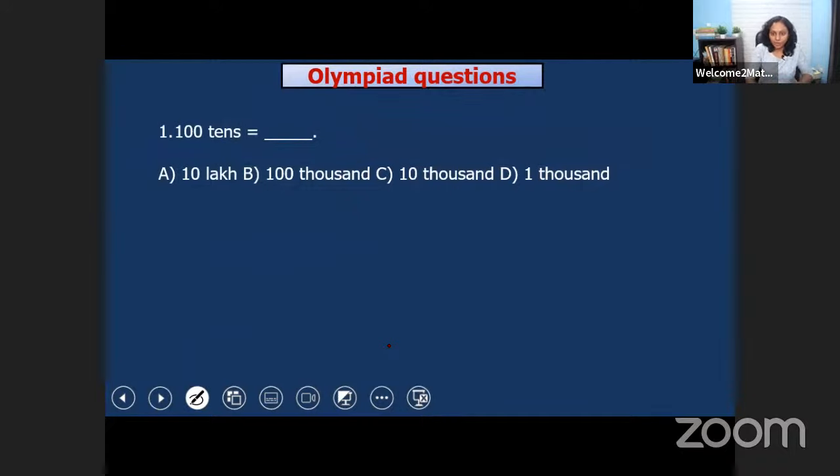So let's solve one question. Our first question here is 100 tens. 100 tens is equal to, and we have 4 options. Which would be the right one? That we have to find out. So try to solve this first, then I will show you the answer.